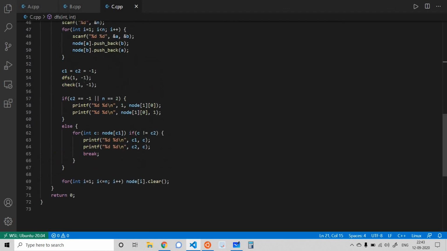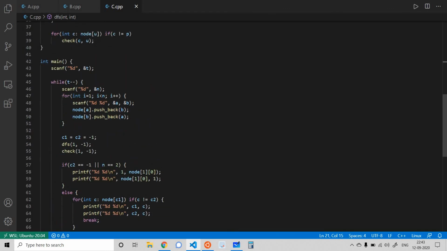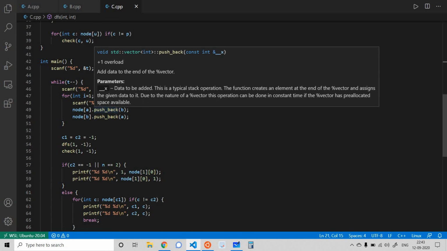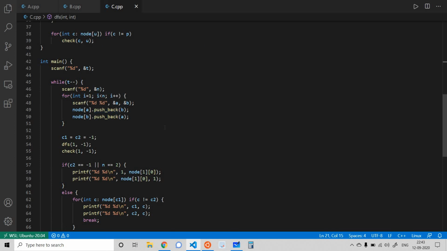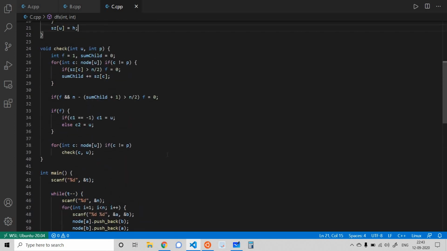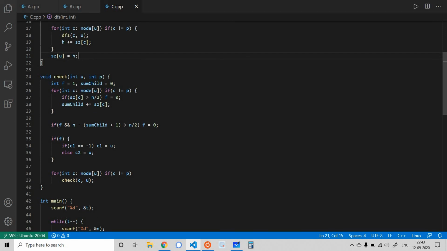And then I call my check function. The check function basically helps me to find out the centroids I am having in my tree. I've initialized this f equal to flag. So if after all of my processing I see that f is still 1, it means this current node is my centroid. And what I'm doing is, well, I do not need to find out this sum child. I did it during the contest. I can simply use size u, what I explained in the sketchpad.